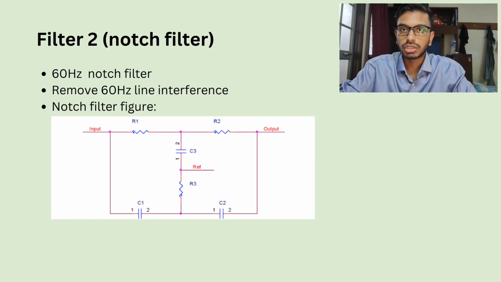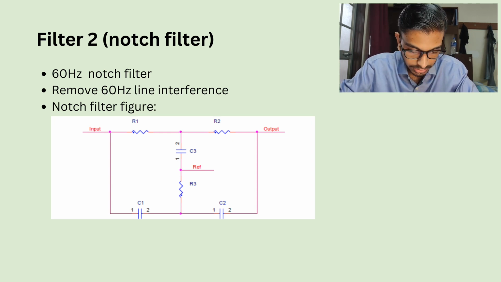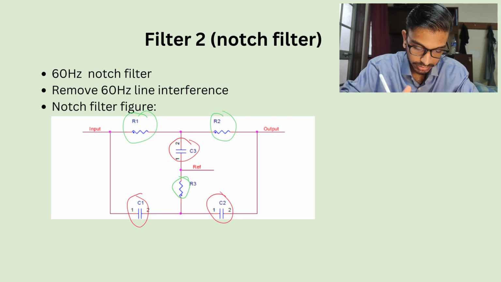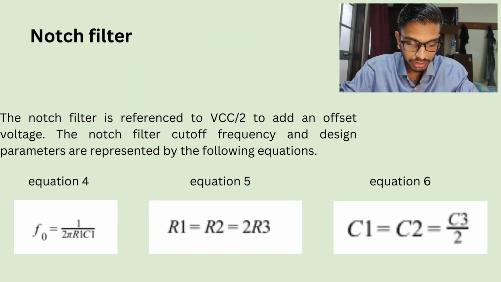The second filter is a notch filter. It serves to remove the 60 Hz line interference. This is the diagram of the notch filter. There are 3 capacitors and 3 resistors. The notch filter is referenced to VCC over 2 to add an offset voltage.